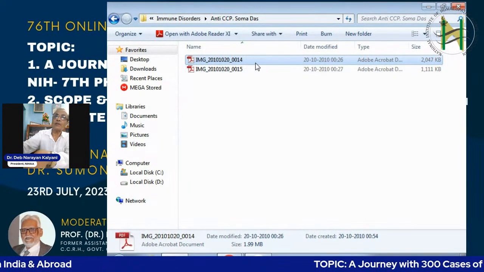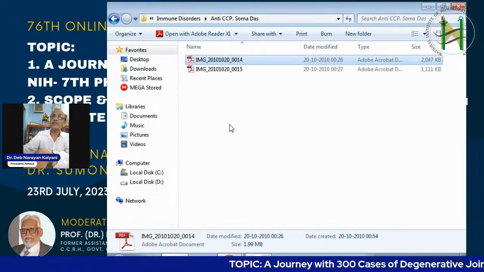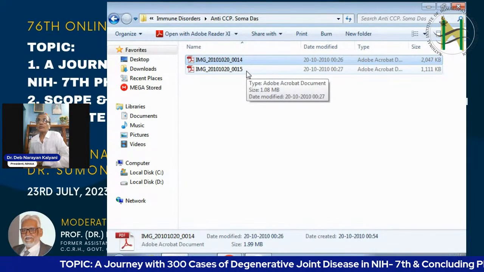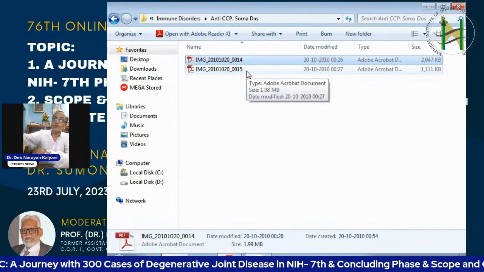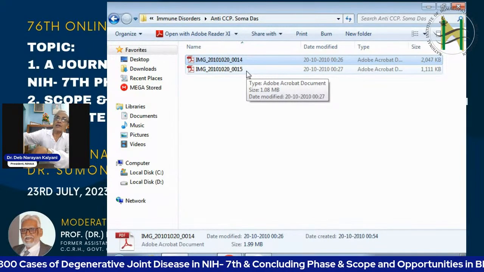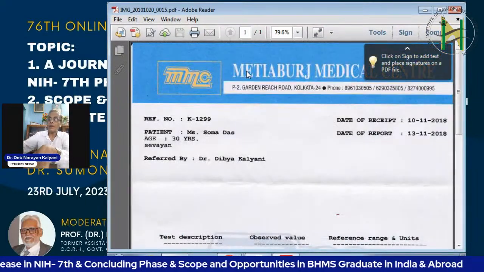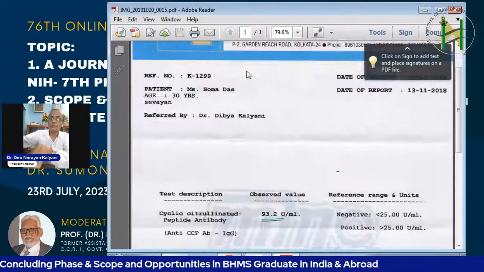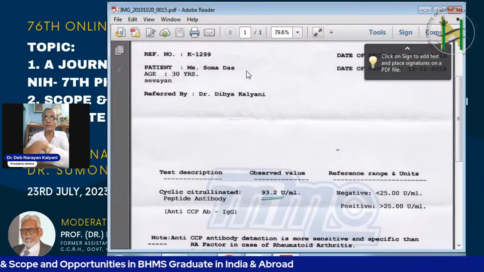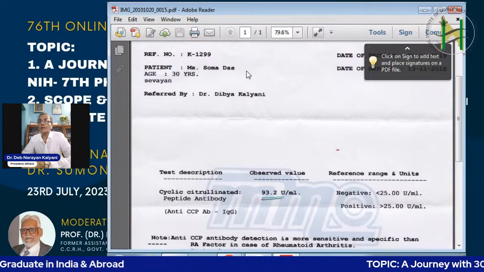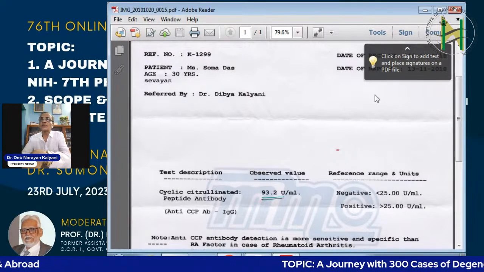By homeopathic treatment, this is another serious disease, usually claimed to be incurable. Ultimately, the patient presents with these anti-CCP factors, RA positive, then deformity and joint pain start. 93. Clear? See, very important.